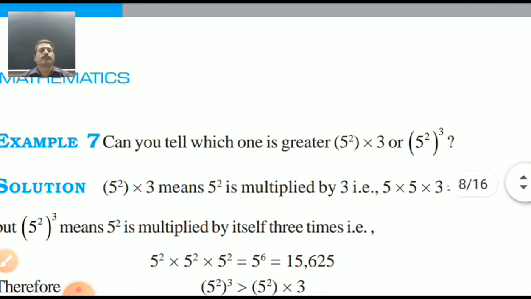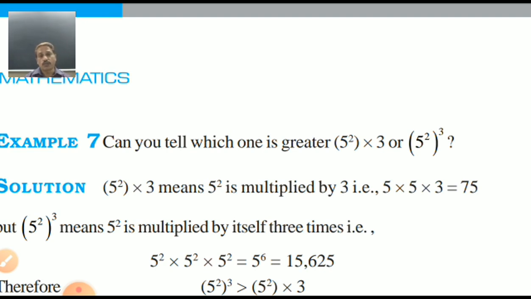Now we can write here example 7. Can you tell which one is greater, 5 raised to 2 multiplied by 3, or 5 raised to 2 raised to 3? ऐसा तो नहीं बता सकते बेटा directly. We should have to check out the answer. Multiply 5 2 times. 5 5s are 25. 25 into 3 gives me 75.